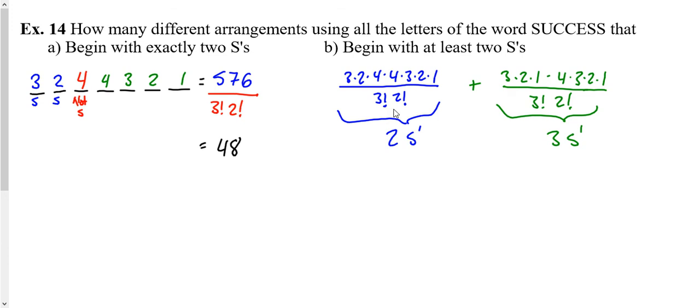If you run these numbers on your calculator, what do we get? On the left here in blue, we would have had 48. And we're going to add on, in green here, 12. In total, we have 60 options that begin with 2 S's or all 3 S's.